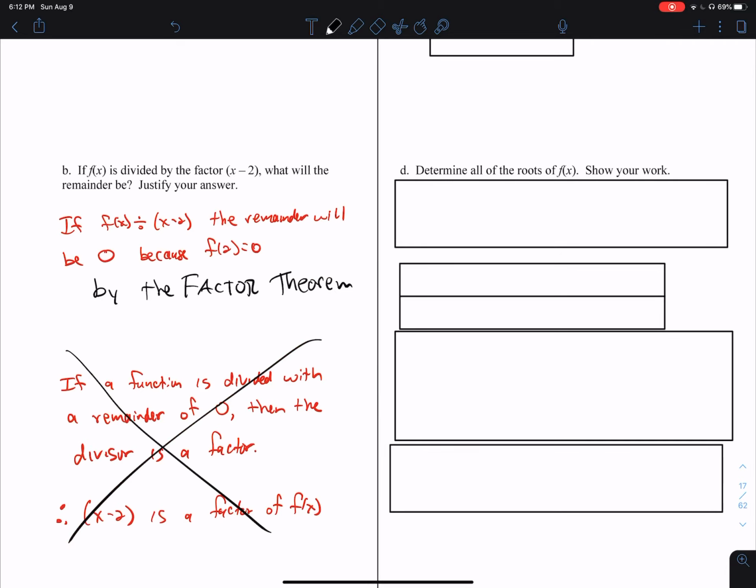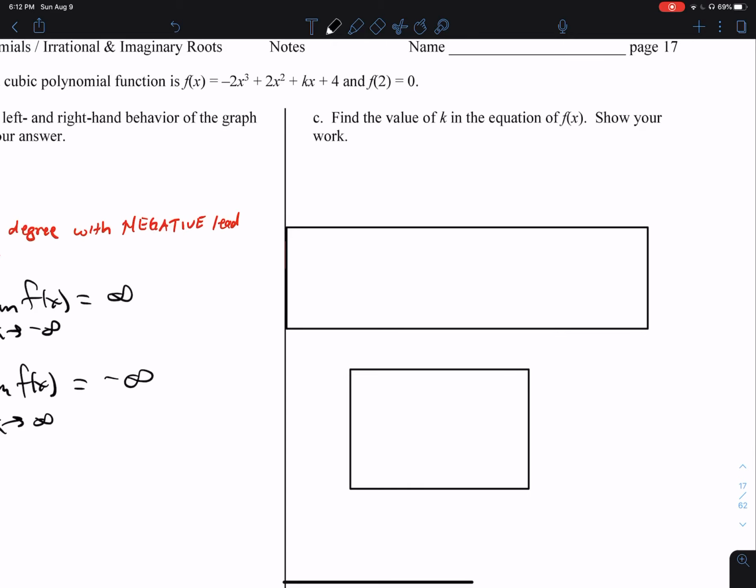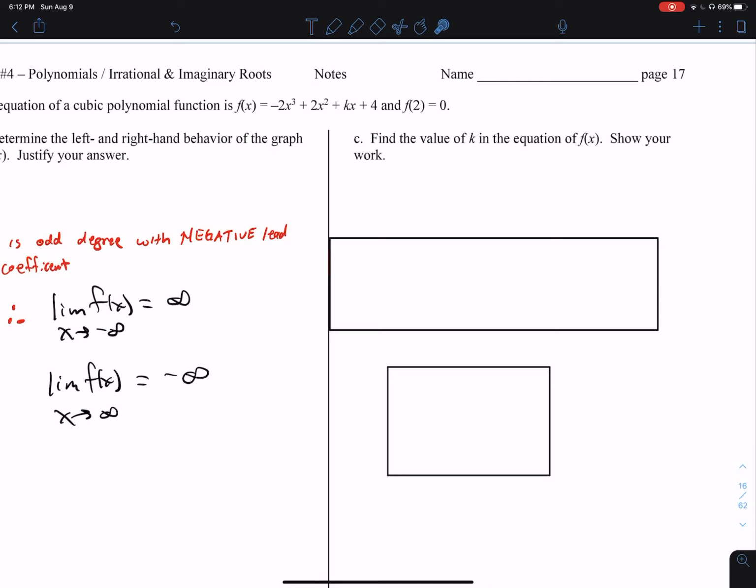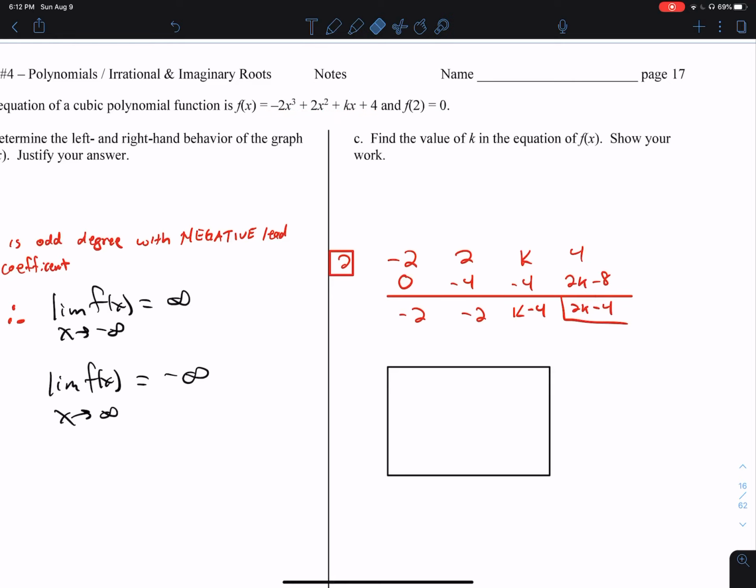All right, part C. Find the value of k in the equation f of x. Show your work. Well, to find the value of k, I'm going to take this function and divide it by 2 synthetically so I get a remainder of 0. So negative 2 plus 0 is negative 2. Negative 2 times negative 2 is negative 4. Add these, I get negative 2. Multiply, I get negative 4. Add k and negative 4, I get k minus 4.